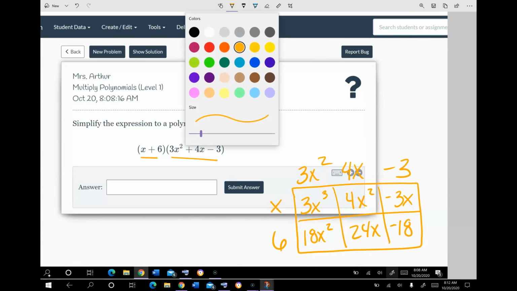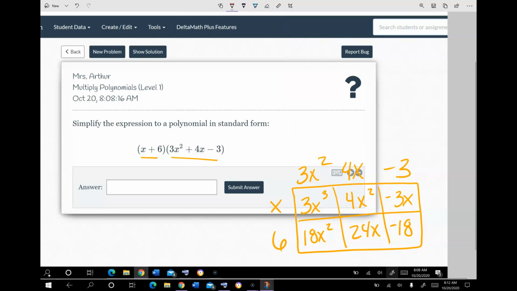And then we're going to combine the like terms as we pull them out. Okay? So 3x cubed doesn't have anybody, so we just write him down. 3x cubed. Okay, so we got him. Now 4x squared and 18x squared, they're like terms, so we can combine them. So we're going to say 18 plus 4, and that's going to give me 22x squared.